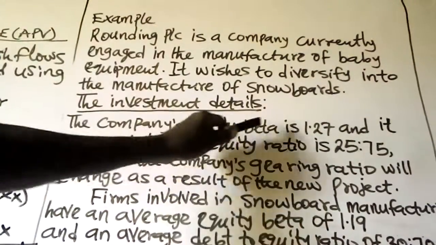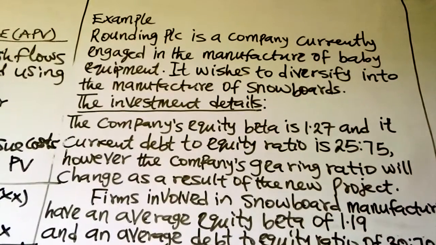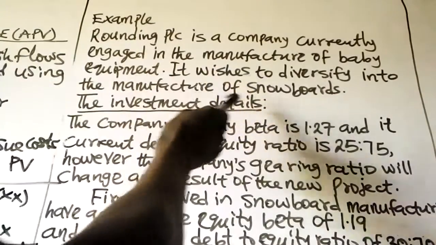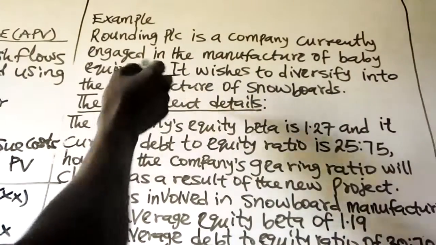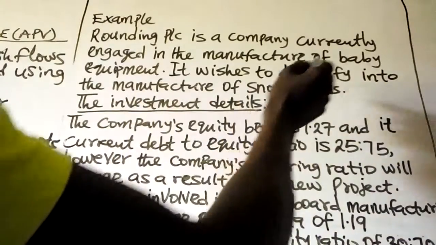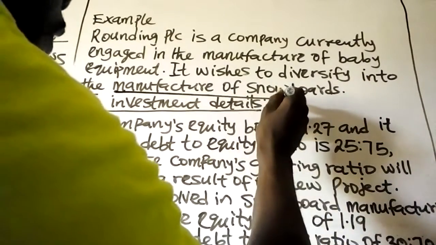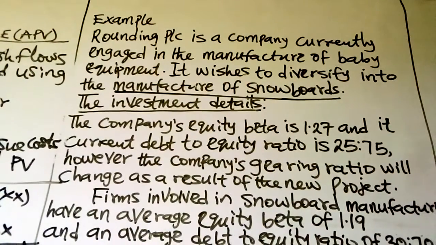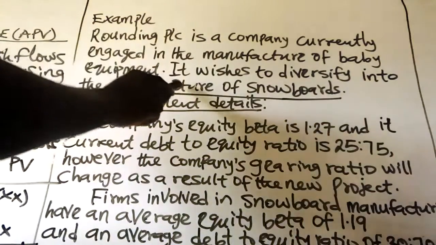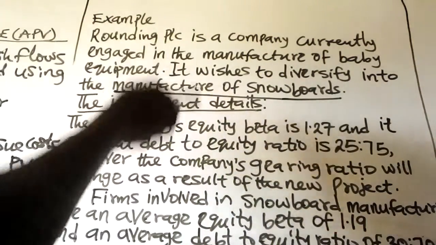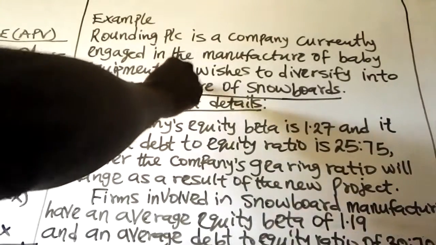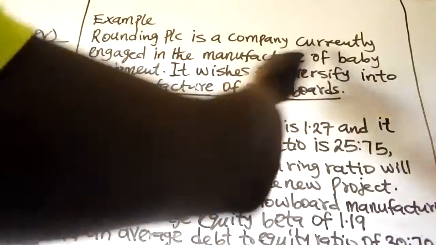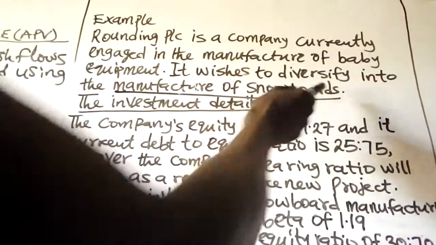The company's equity beta is 1.27. The name of the company is Randing PLC. They engage in the manufacture of baby equipment, but wish to diversify into the manufacture of snowboards. So this is the new area they want to diversify into. That means we are going to take this as a project company, as I've said earlier. The beta to use must be the beta of manufacture of snowboards, not the beta of the manufacture of baby equipment. The beta of manufacture of snowboards should be used.